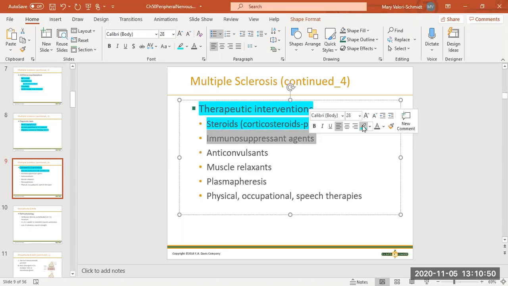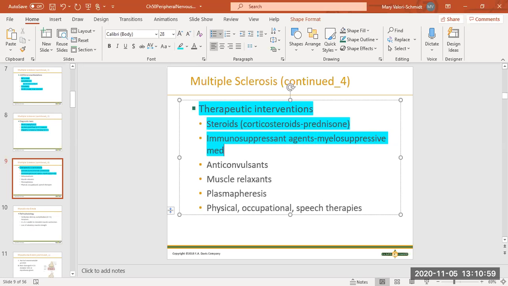So these are medications that suppress the bone marrow. They're considered myelosuppressive meds. Because the bone marrow is where red blood cells, platelets, and white blood cells are made. If I suppress the bone marrow, you can't make white blood cells. Your white blood cells can't kill you, but you're also going to be at huge risk for infection. There are instances where anti-seizure meds are used, but muscle relaxers, I'm going to talk about those.